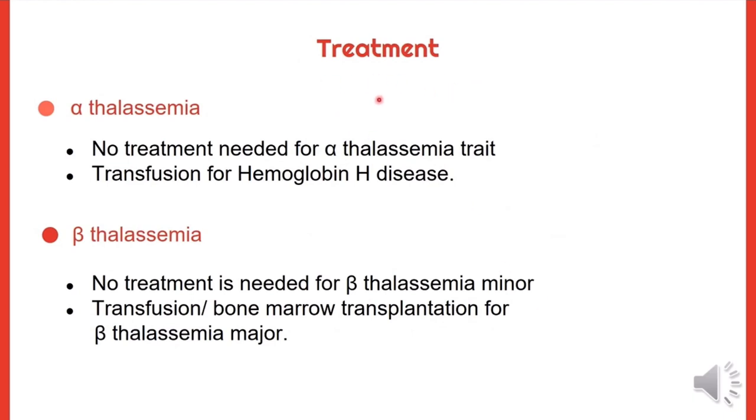Treatment of thalassemia. Alpha-thalassemia: there is no treatment needed for alpha-thalassemia trait, while transfusion is used for hemoglobin H disease. Beta-thalassemia: no treatment is needed for beta-thalassemia minor, and transfusion or bone marrow transplantation for beta-thalassemia major.